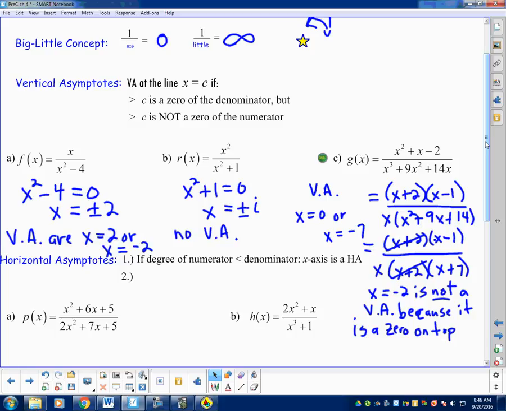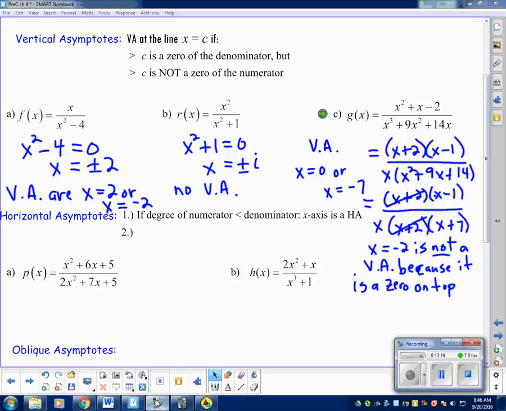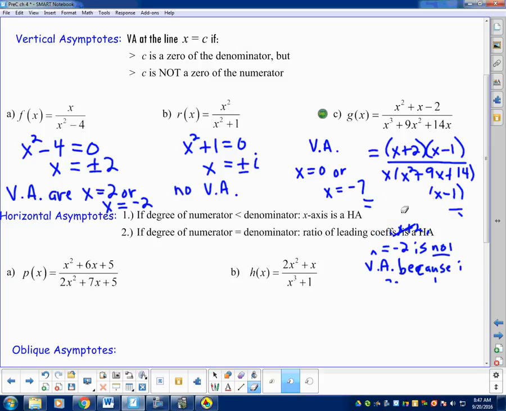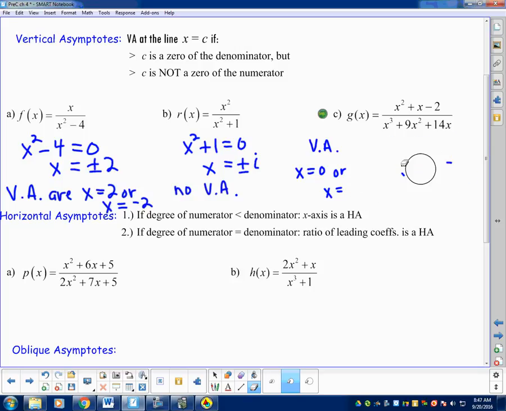Let me just show you real quickly here that graph again. All right. If the degree of the numerator equals the degree of the denominator, then the ratio of the leading coefficients is a horizontal asymptote. So here's what we mean by that. Let's write that down and I'll show you. B up above is a perfect example of that.